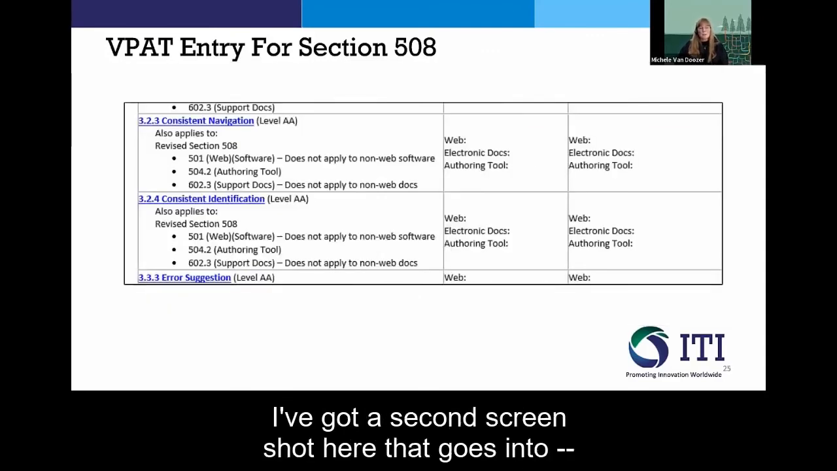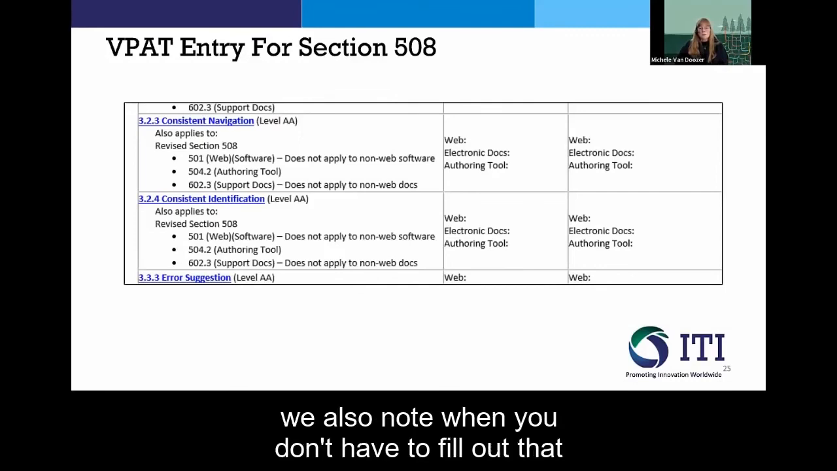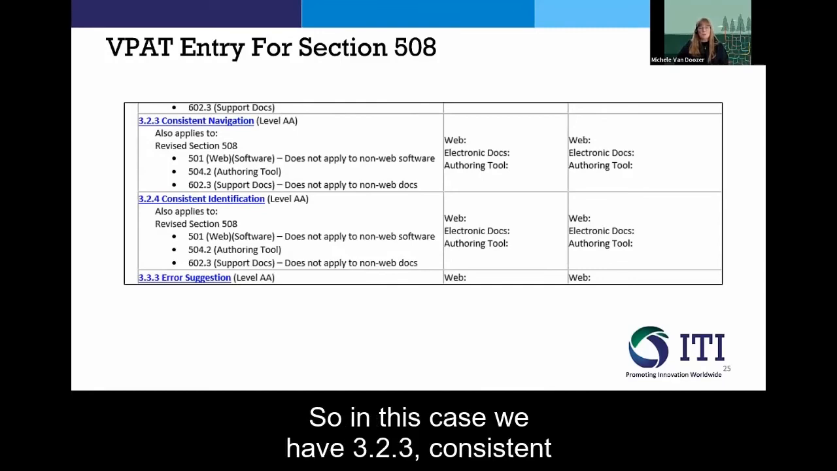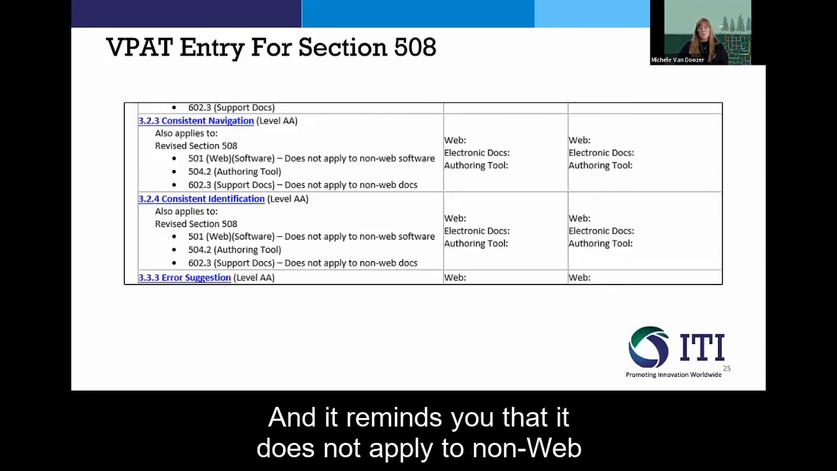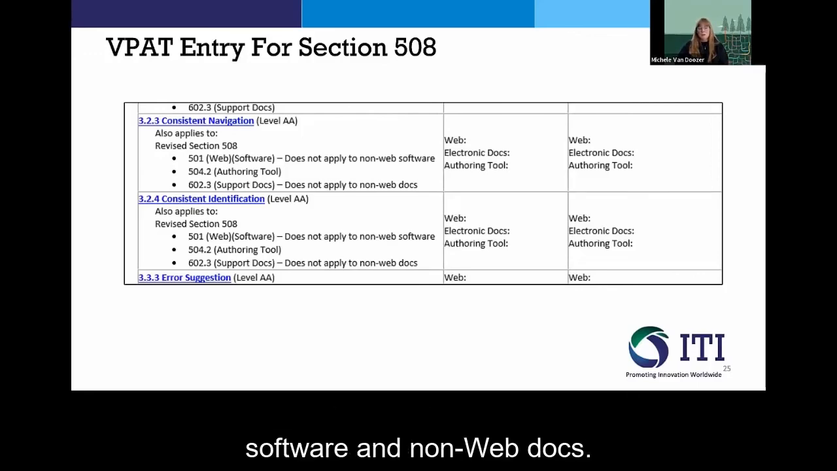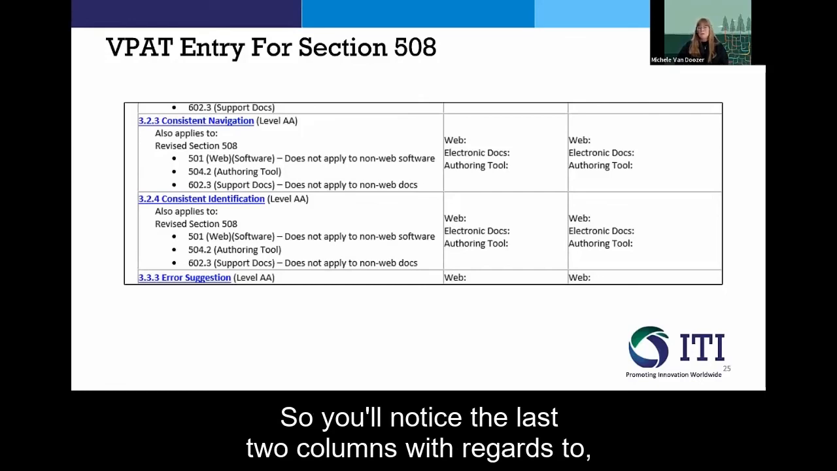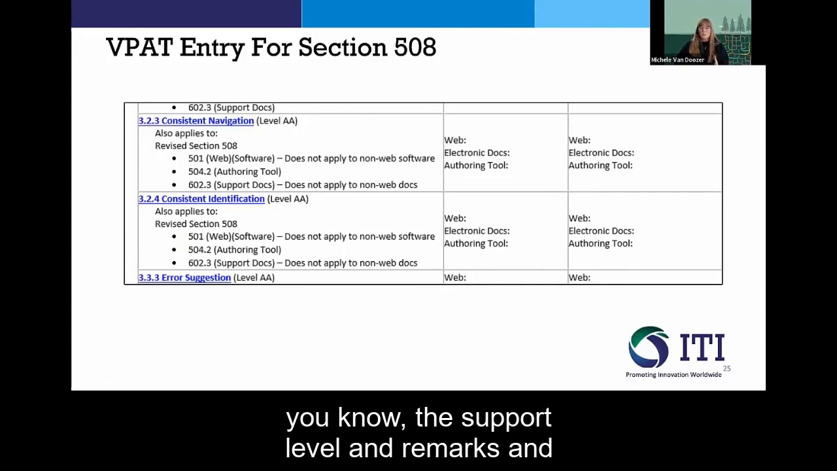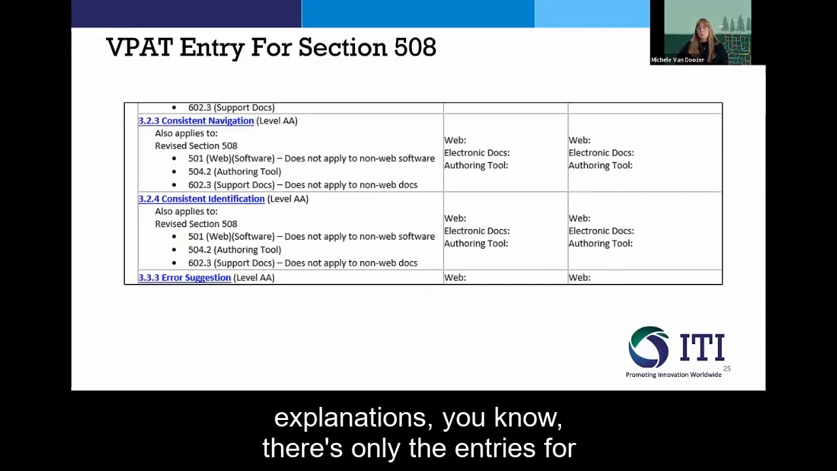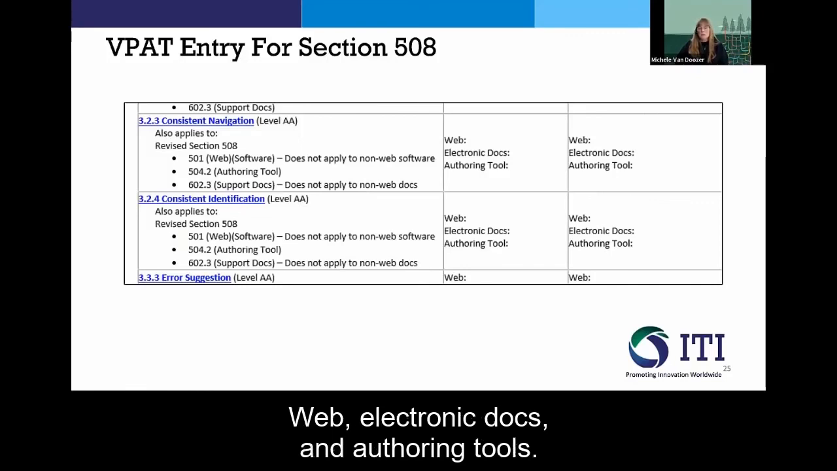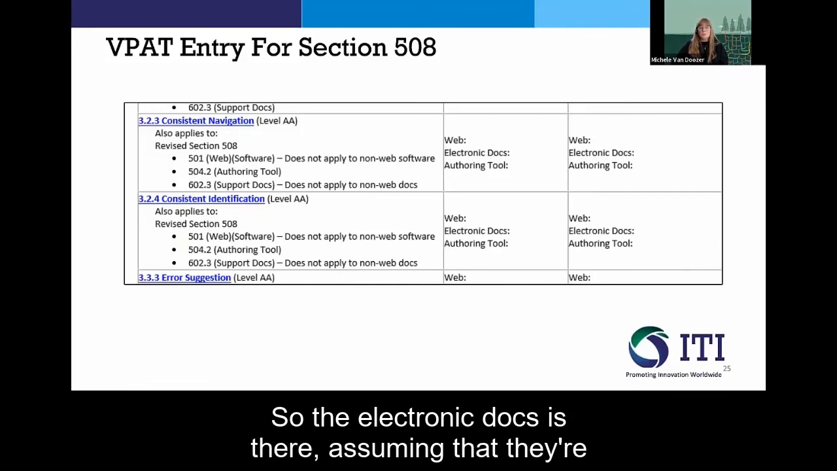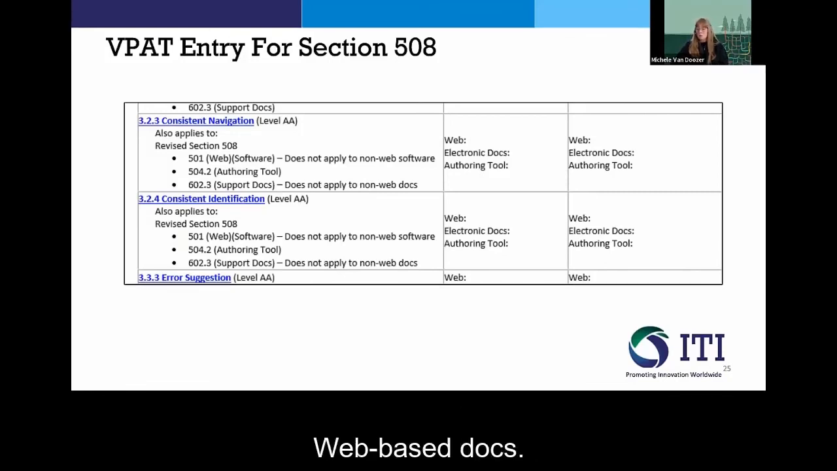I've got a second screenshot here where we also note when you don't have to fill out that criteria for certain situations. So in this case, we have 3.2.3 consistent navigation showing, and it reminds you that it does not apply to non-web software and non-web docs. So you'll notice the last 2 columns, with regards to the support level and remarks and explanations, there are only entries for web, electronic docs, and authoring tools. So the electronic docs is there assuming that they're web-based docs.